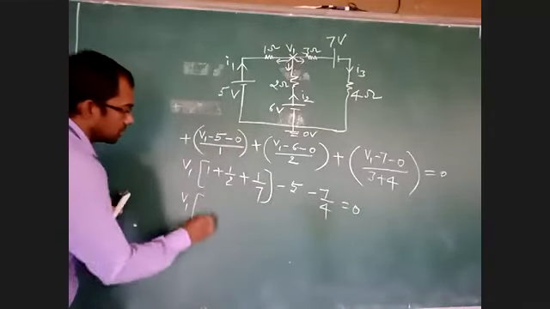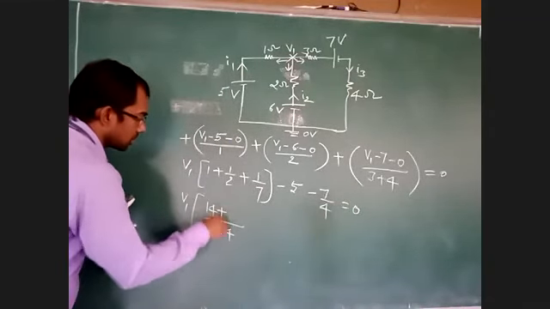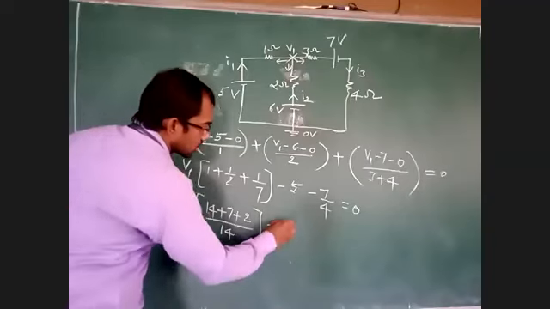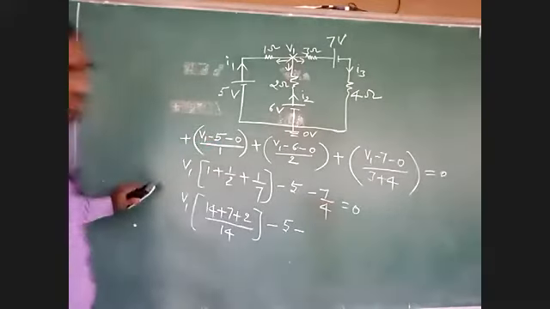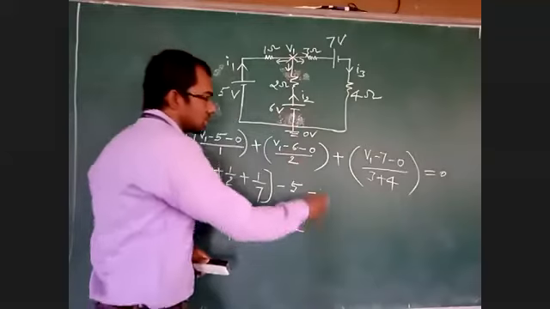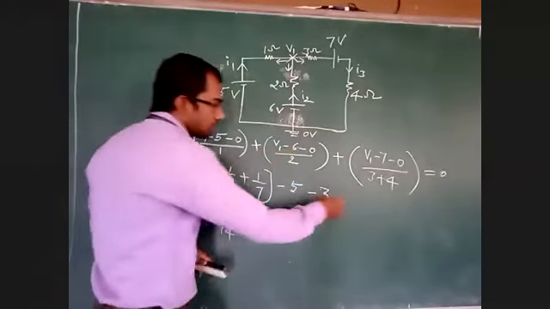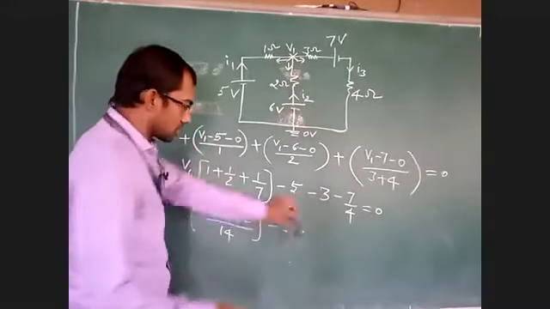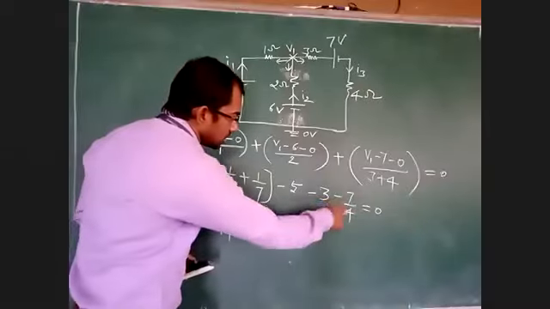That is V1 into 14 plus 7 plus 2 over 14, minus 5, and so on. What is the 7 by 4 value? Minus 5, minus 6 by 2, which is 3. Minus 7 by 4. That is minus 5 minus 3, minus 8, minus 7 by 4. What is the value? 1.75.